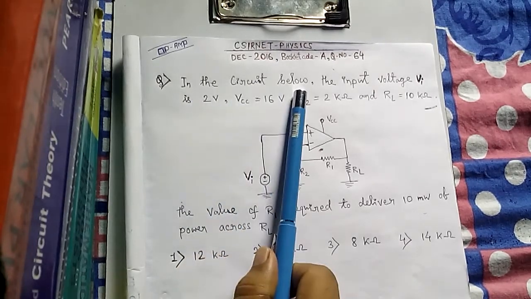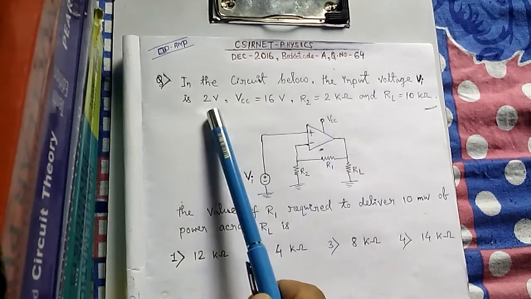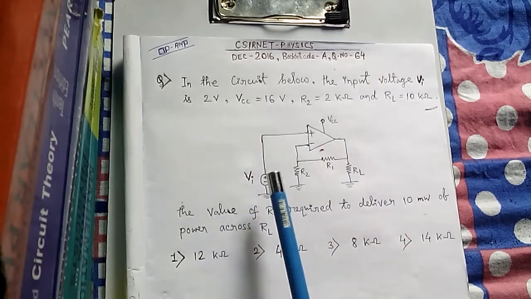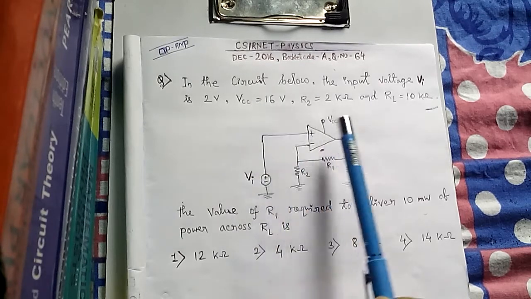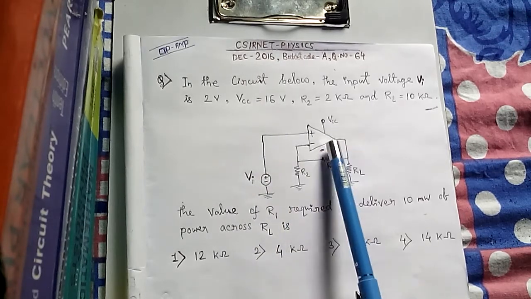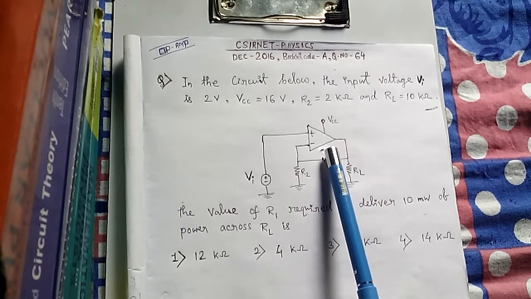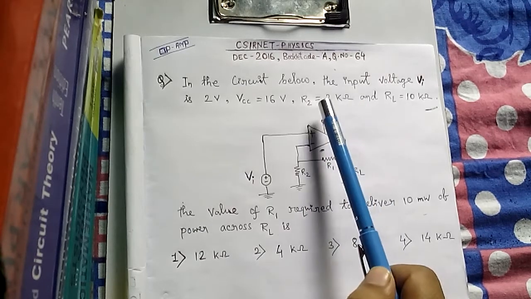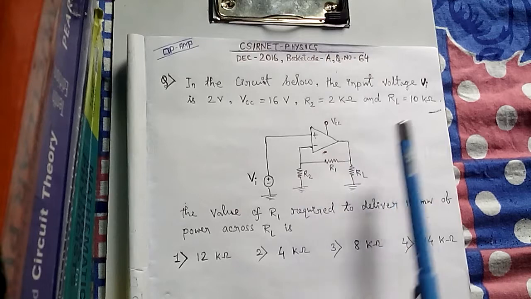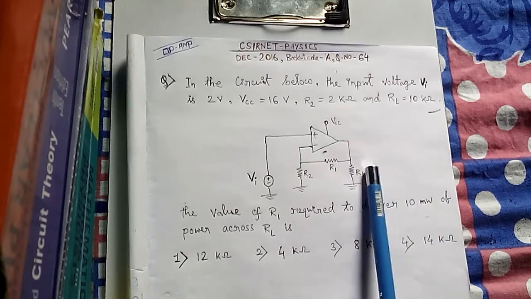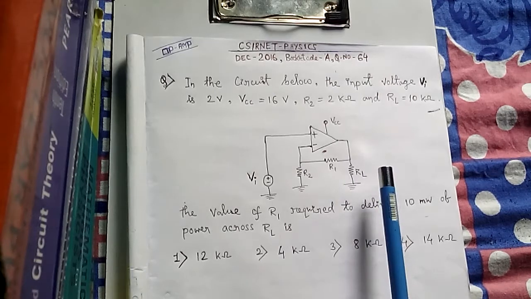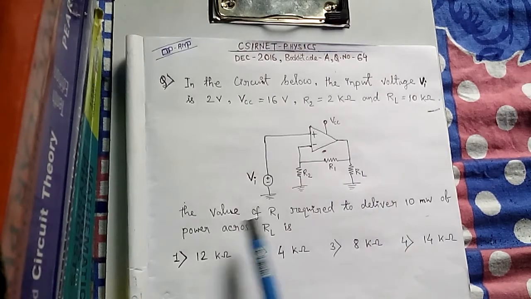In the circuit below, the input voltage Vi is 2 volt. This is 2 volt DC supply. VCC is 16 volt. That means here plus 16, minus 16, although minus 16 has not been shown here. R2 is 2 kilo ohm and RL is 10 kilo ohm. RL is the load resistance. This value is 10 kilo ohm as given in the problem.